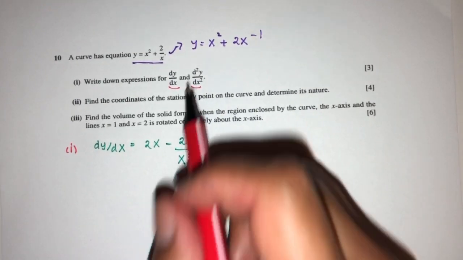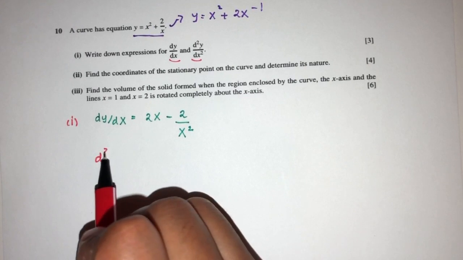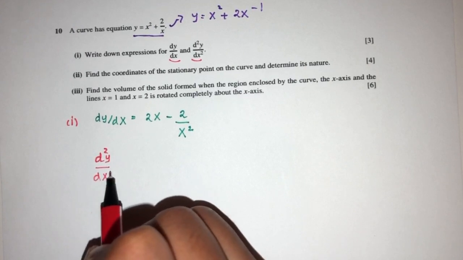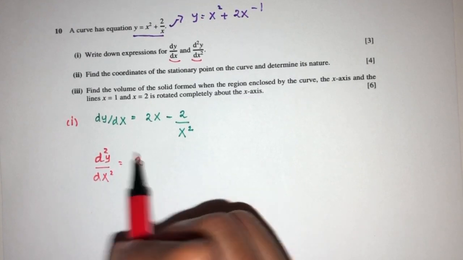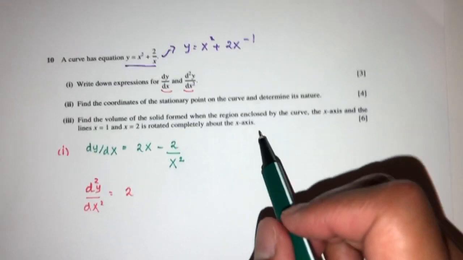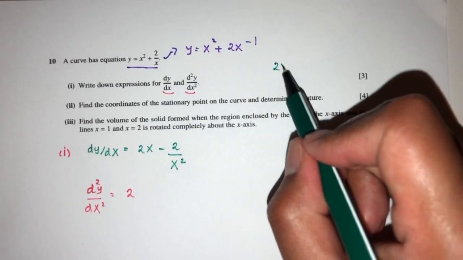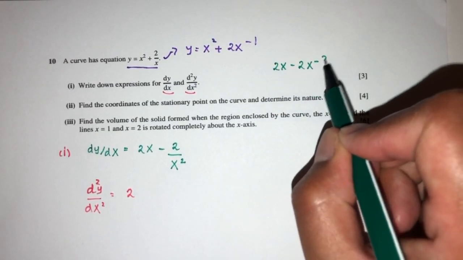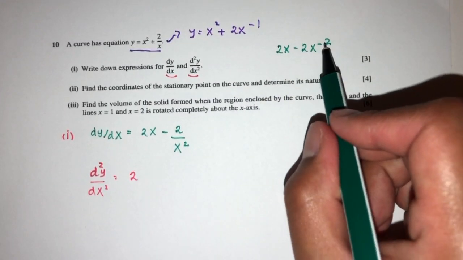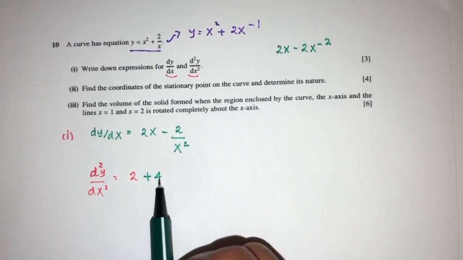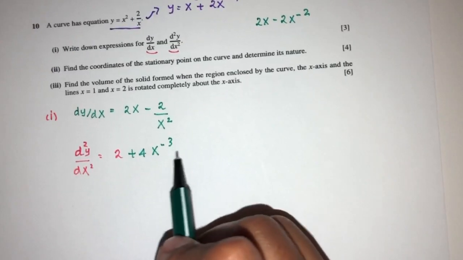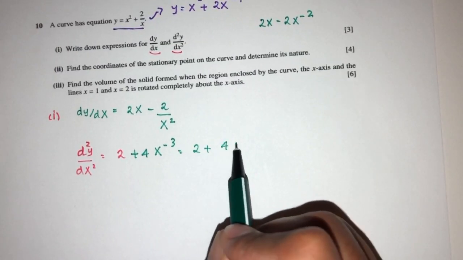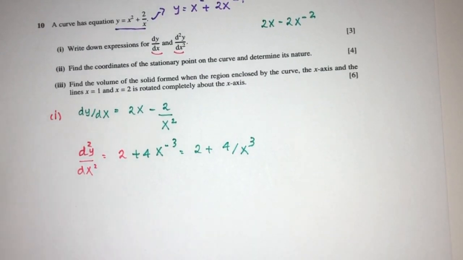And then d2y/dx2, that will be what? That will be 2. And this can also be written as 2x minus 2 x to the power of minus 2, so multiplied by the power will be plus 4, and minus 1 will be minus 3. That should be 2 plus 4 over x to the power 3. This is part 1 of the question.